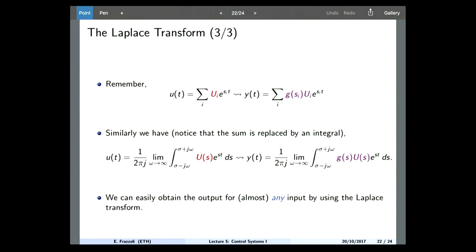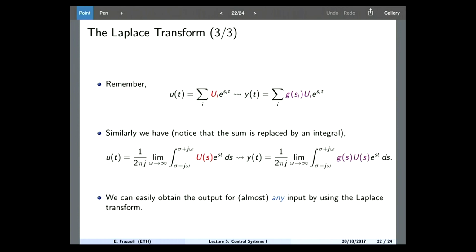What we did before is, if I know that my input is given by the finite sum of terms that look like u_i times e to the power s_i t, then I know that the steady state output will be given by the sum of the same terms, each one multiplied by g of s_i. Move it to the limit. Now, instead of having a finite sum, we have an integral. If my input is written as this integral, then my steady-state output will be given by this other integral.